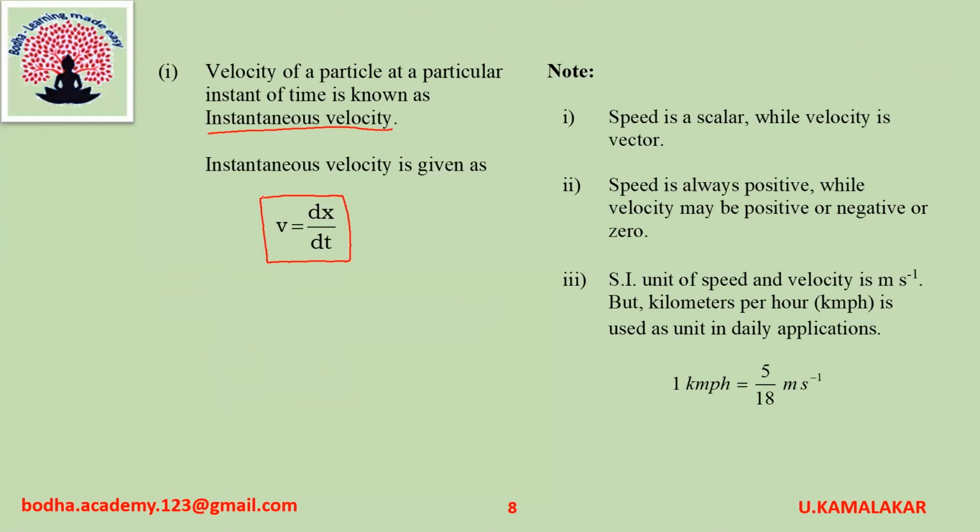SI unit of speed and velocity is meter per second, but kilometer per hour is also used as a unit. 1 kilometer per hour is equal to 5/18 meter per second.